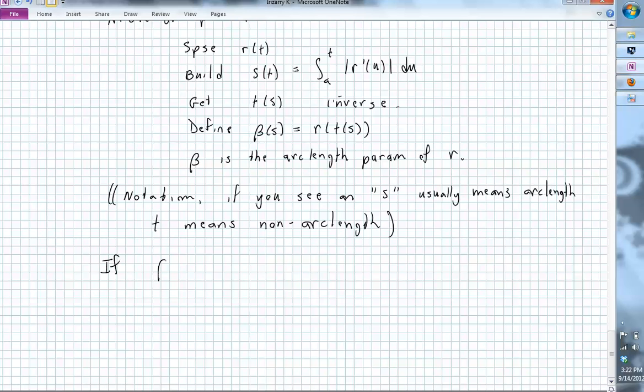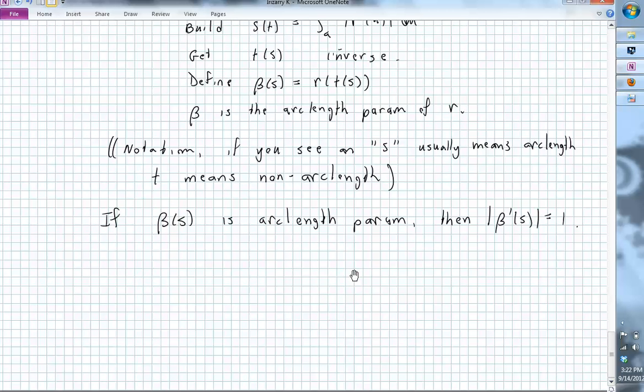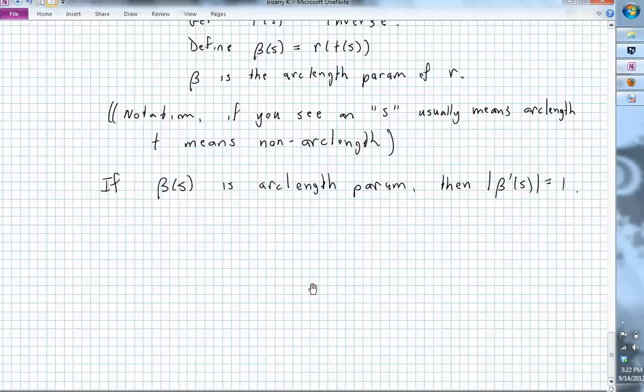Here's a theorem. If beta of s is arc length parameterized, then the magnitude of beta prime of s is 1. So any curve at all, if you reparameterize it to arc length and you compute its speed, it'll be 1. I'll do a brief proof of this. Again, you don't have to reproduce this proof.